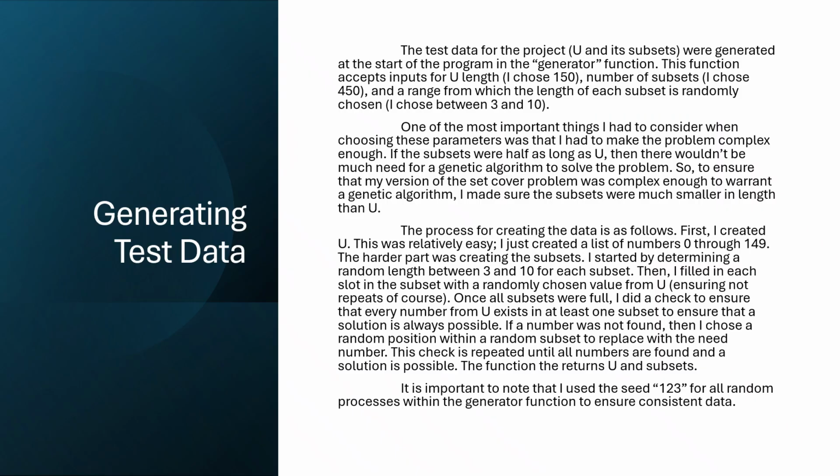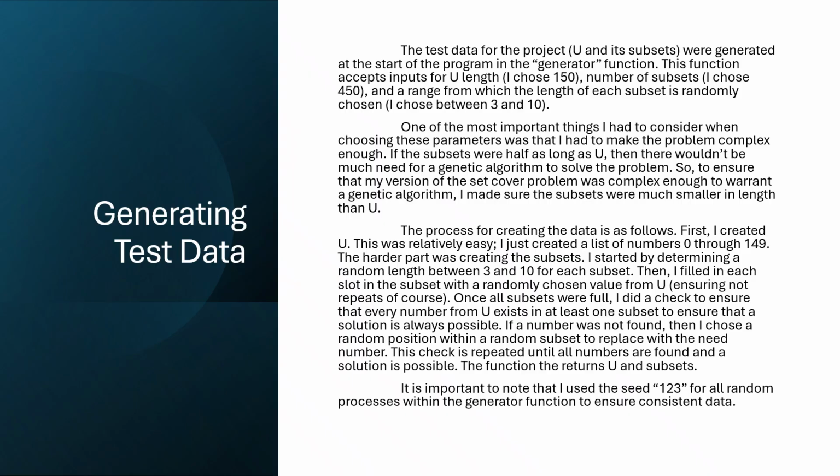All right, let's talk about how the test data was generated for this project. The test data for the project, which is U and its subsets, were generated at the start of the program in the generator function. This function accepts inputs for U length, for which I chose 150, and number of subsets, for which I chose 450, and a range from which the length of each subset is randomly chosen. I chose between 3 and 10, so the subsets can vary in length between 3 and 10.